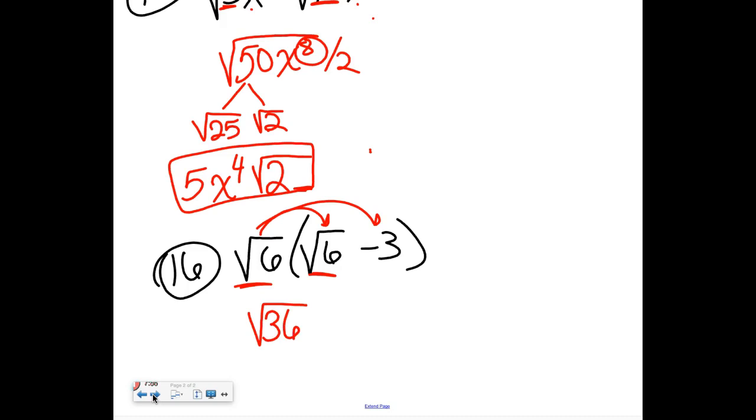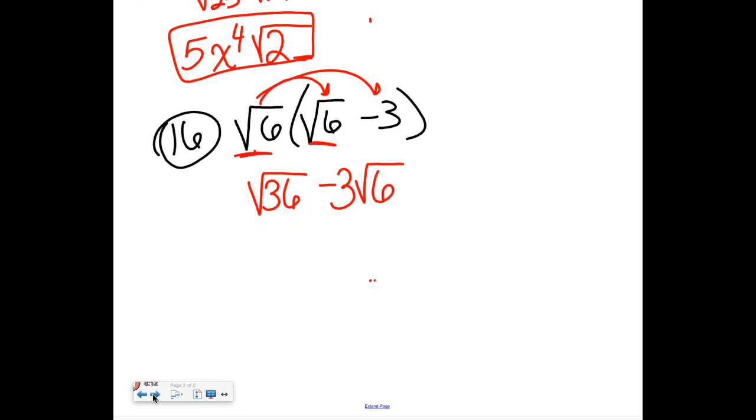Hold on. And then I'm multiplying the square root of 6 to this negative 3. Those are not like terms, so we're not able to combine them inside the root. So I'm just going to have negative 3 square roots of 6. Okay. Now we want to simplify. Now we want to see if we can combine anything. I hope we all know the square root of 36. That will give us 6.